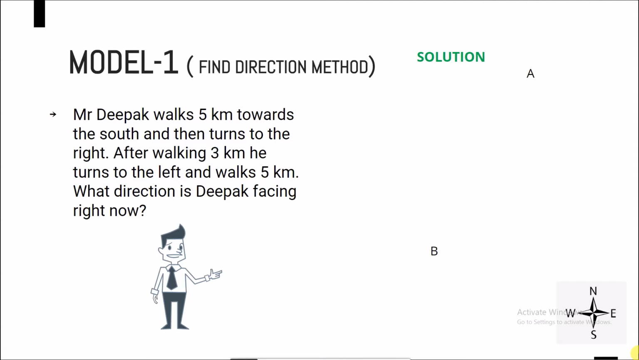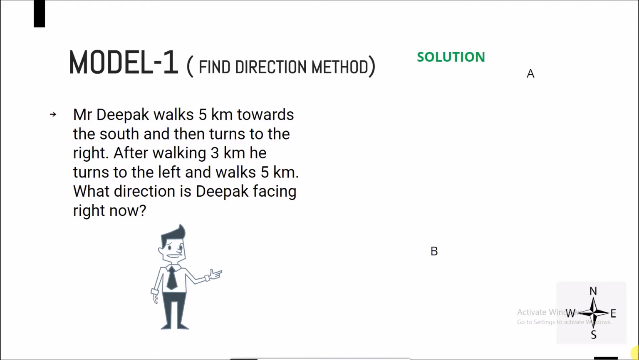Model 1. This problem is under direction method. Mr. Deepak walks 5 kilometers towards the south and then turns to the right. After walking 3 kilometers, he turned to left and walked 5 kilometers. What direction is Deepak facing right now?